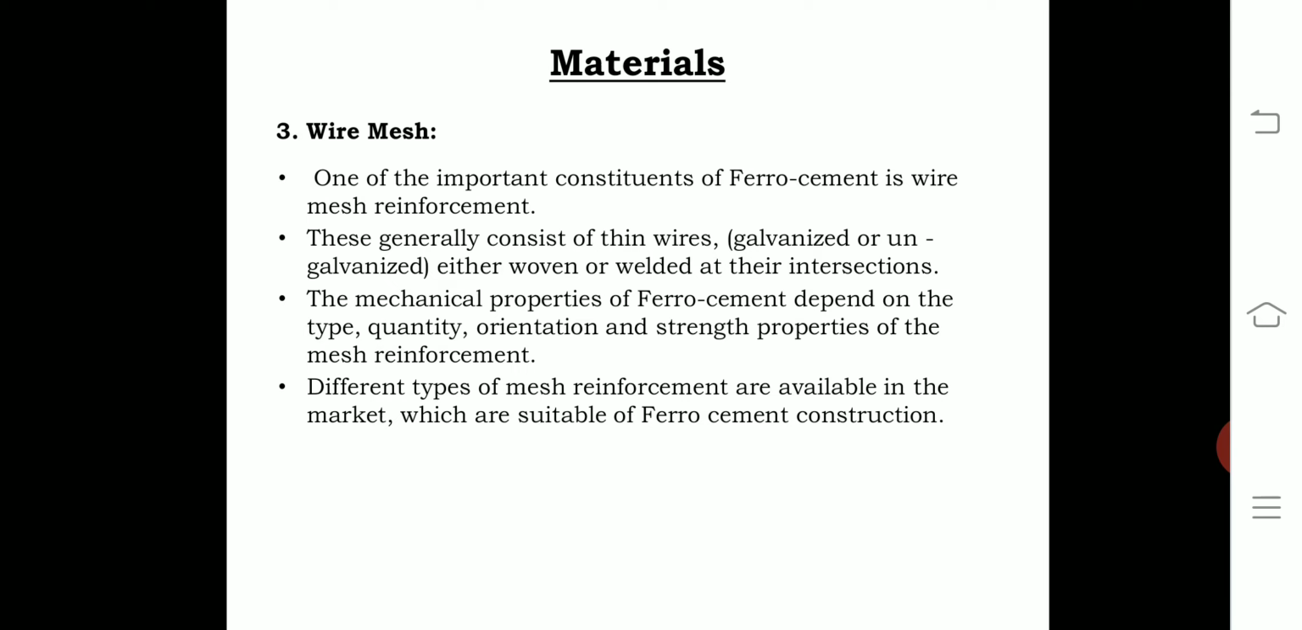Let us discuss in brief with respect to all these meshes. Hexagonal wire mesh, also commonly known as chicken wire mesh, is fabricated from cold drawn wires of diameter varying from 22 to 26 gauge and woven into hexagonal patterns with mesh opening varying from 10 to 25 mm. And this is the cheapest and easiest to handle and most commonly used in ferrocement construction.